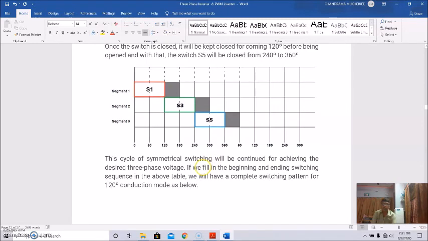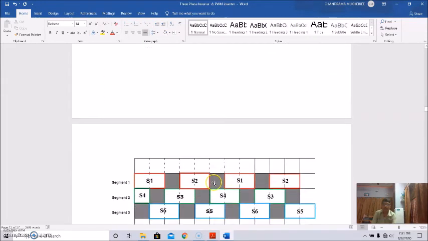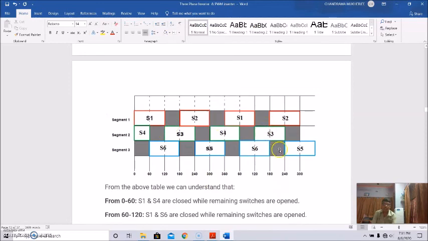The cycle of symmetrical switching will be continued to achieve the desired three-phase voltage, and it will fill in the beginning and ending switching sequence in the above table. We will then have a complete switching pattern for the 120 degree conduction mode, as below. So this is like this.